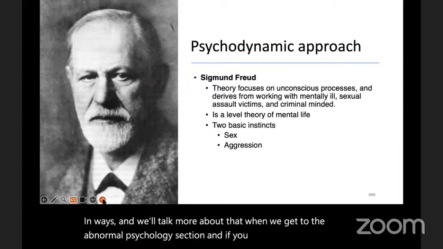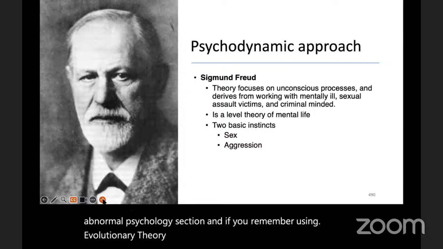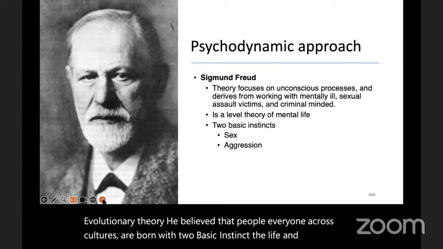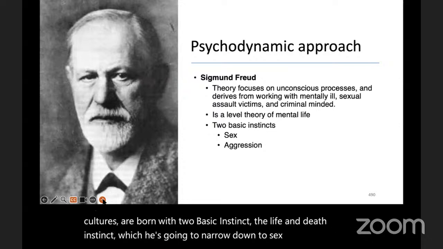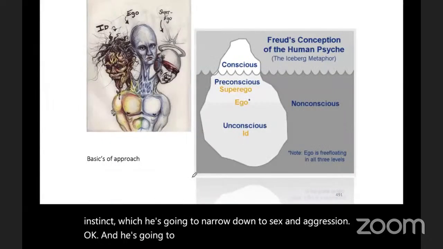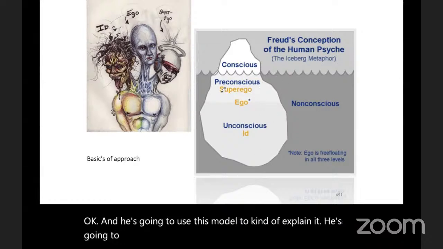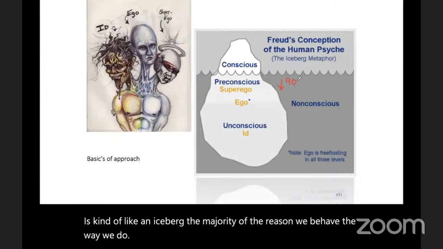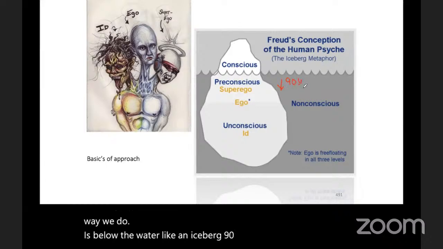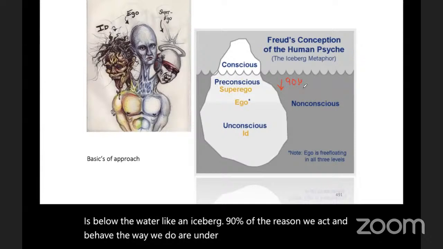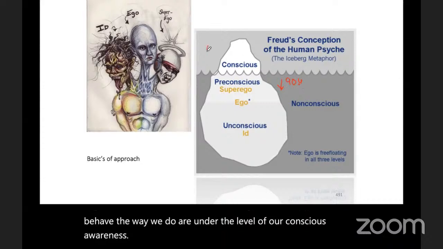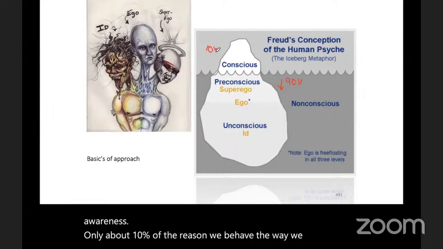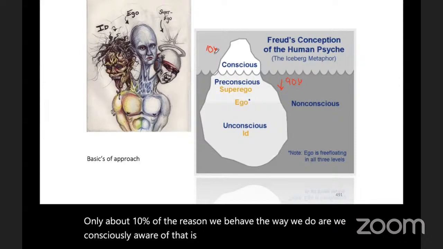And if you remember, using evolutionary theory, he believed that people, everyone across cultures, are born with two basic instincts, the life and death instinct, which he's going to narrow down to sex and aggression. Okay. And he's going to use this model to kind of explain it. He's going to say the majority of who we are is kind of like an iceberg. The majority of the reason we behave the way we do is below the water, like an iceberg. 90% of the reason we act and behave the way we do is under the level of our conscious awareness. Only about 10% of the reason we behave the way we do are we consciously aware of, that is safe to note. Okay.